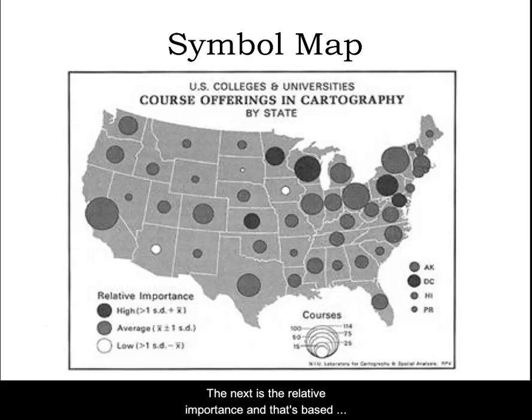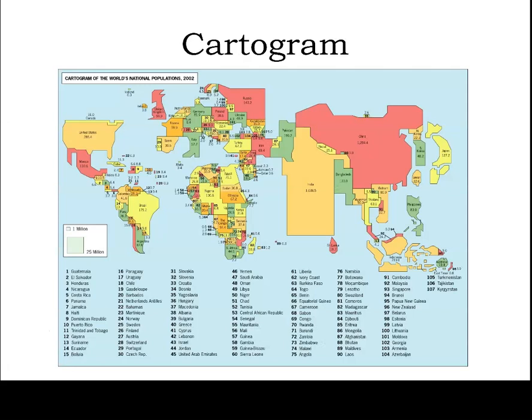And then next is the relative importance, and that's based on the shade of the circle, and that relevance or importance has to do with the amount of degrees that are offered in cartography. So the states where they have a high amount of importance, those are going to be colleges or institutions that probably have more geography-based courses or courses that require map making.